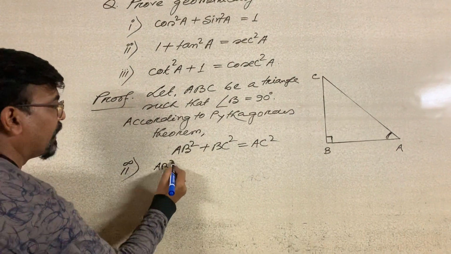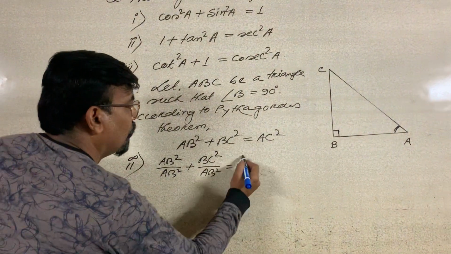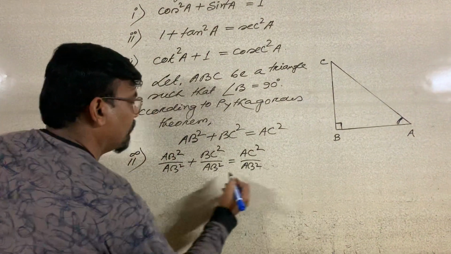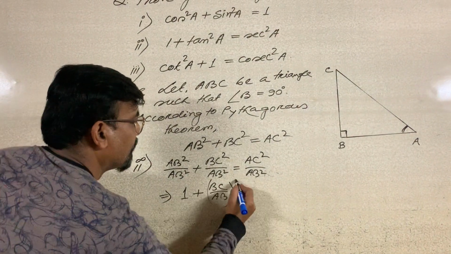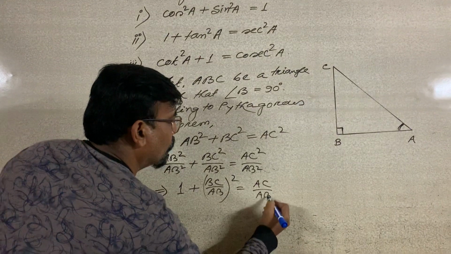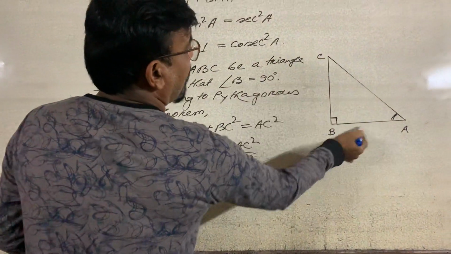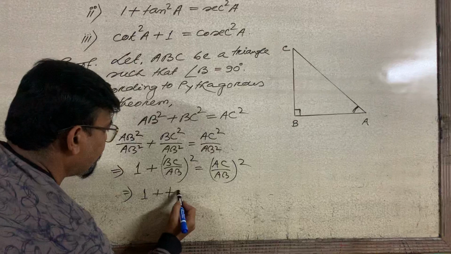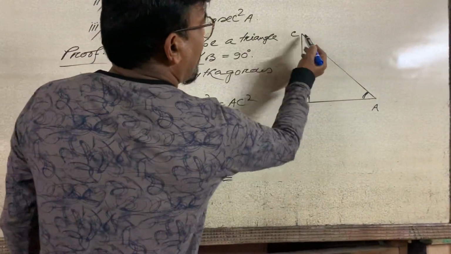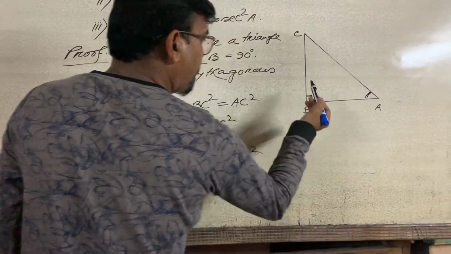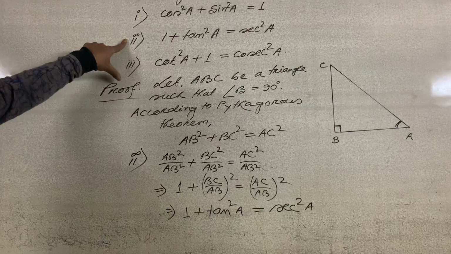So we are writing AB square by AB square plus BC square by AB square is equal to AC square by AB square. AB square by AB square cancels out, it's 1. We are getting 1 plus BC by AB whole square is equal to AC by AB whole square. Now BC by AB is perpendicular by base, which is tan. So it's tan square A. AC by AB is hypotenuse by base, which is sec. So it will be sec square A. And that is the proof of number 2.